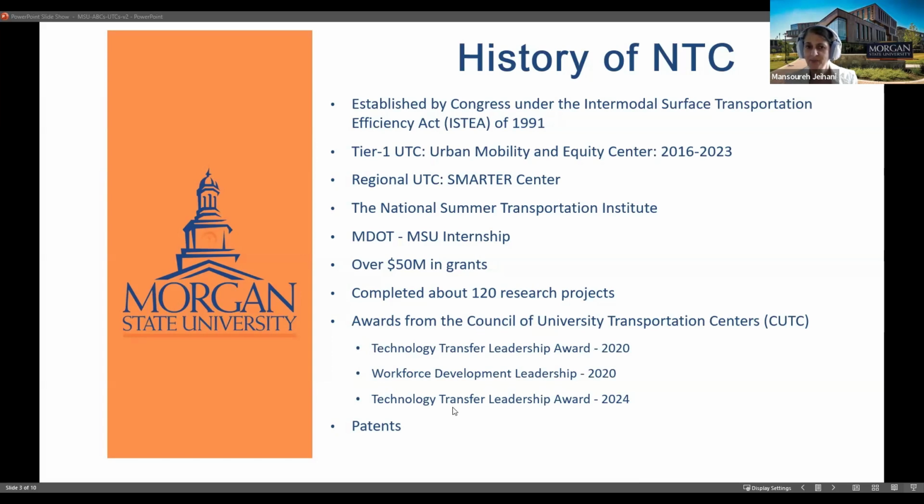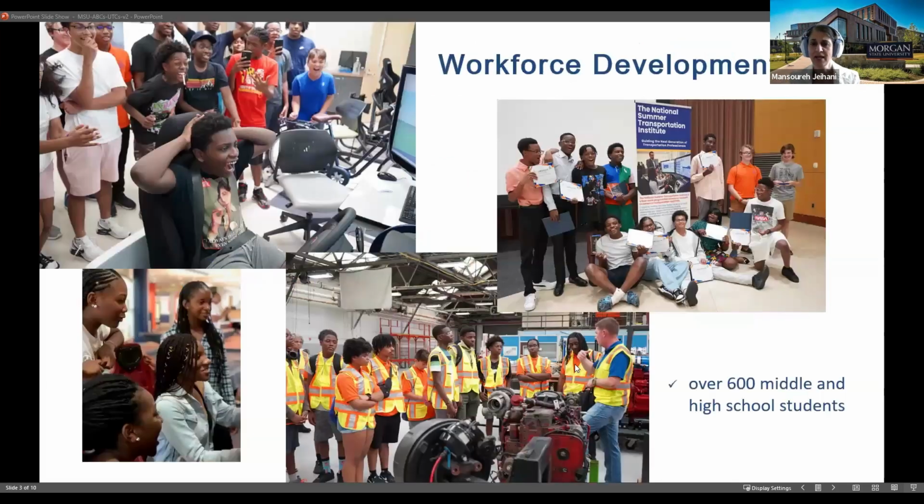publications. We were fortunate enough to have several awards from CUTC, Council of University Transportation Centers. We received the Technology Transfer Leadership Award and also the Workforce Development Leadership Award in 2020. And this year again, we won the Technology Transfer Leadership Award in 2024 for the second time. We have had several patents that I will talk about soon.